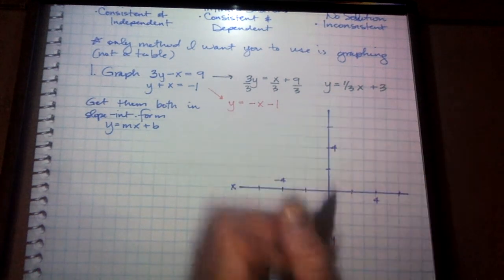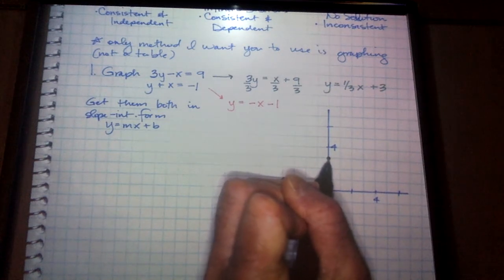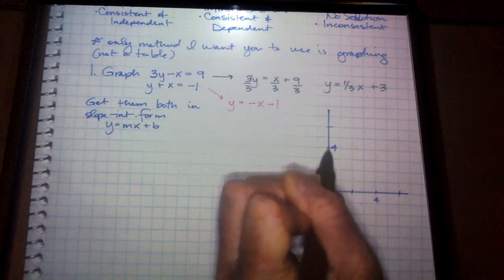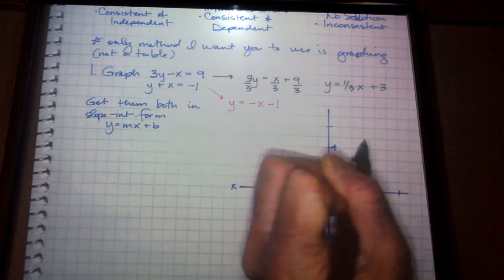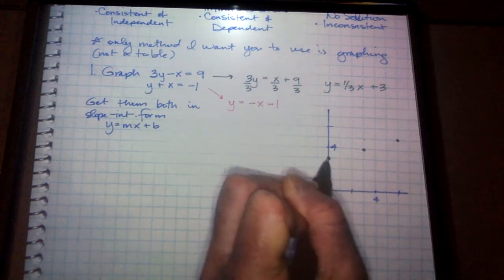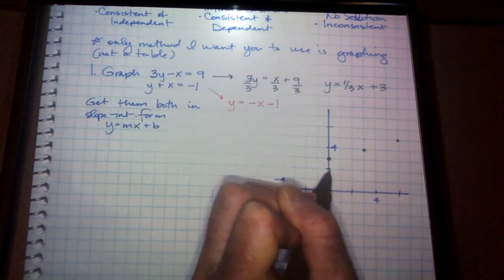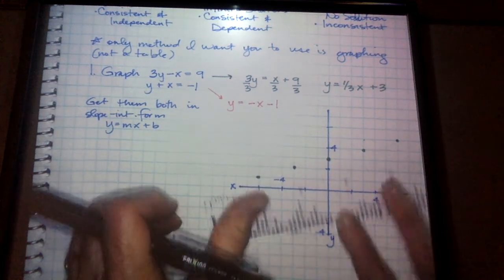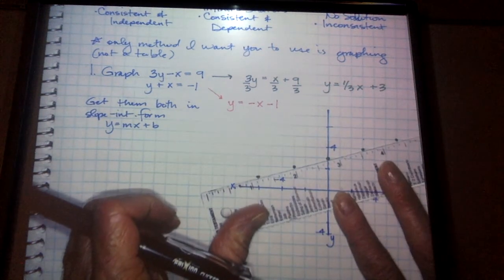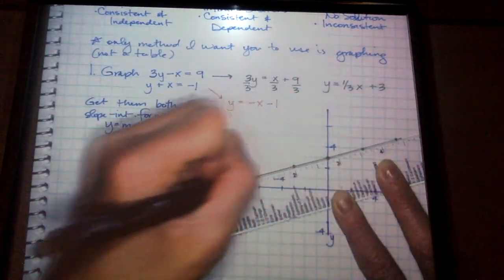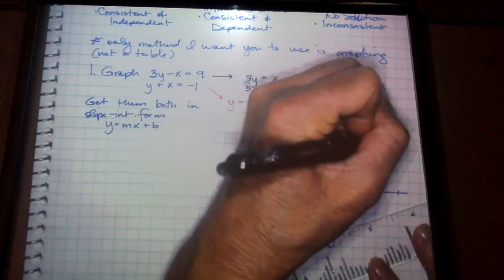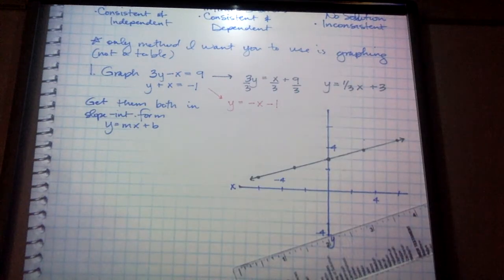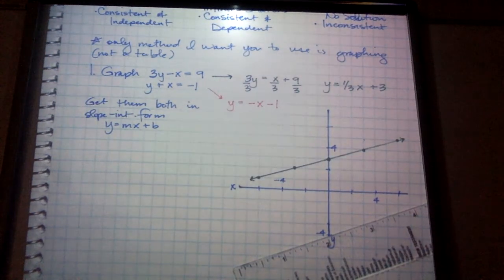So my y-intercept is positive 3. I have a positive slope, so up 1 and to the right 3, up 1 and to the right 3. Go back to your starting point, down and to the left 3, down and to the left 3. So then I'm going to connect these. I'm going to draw arrows through the ends. And there we go.